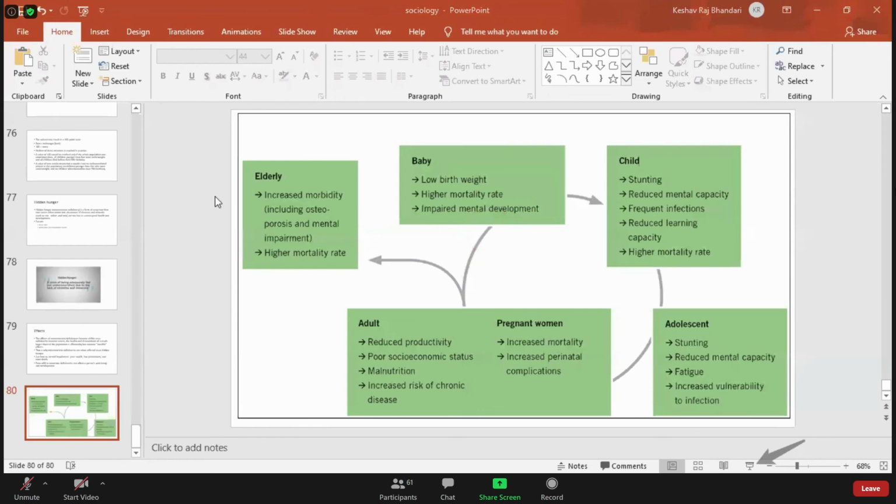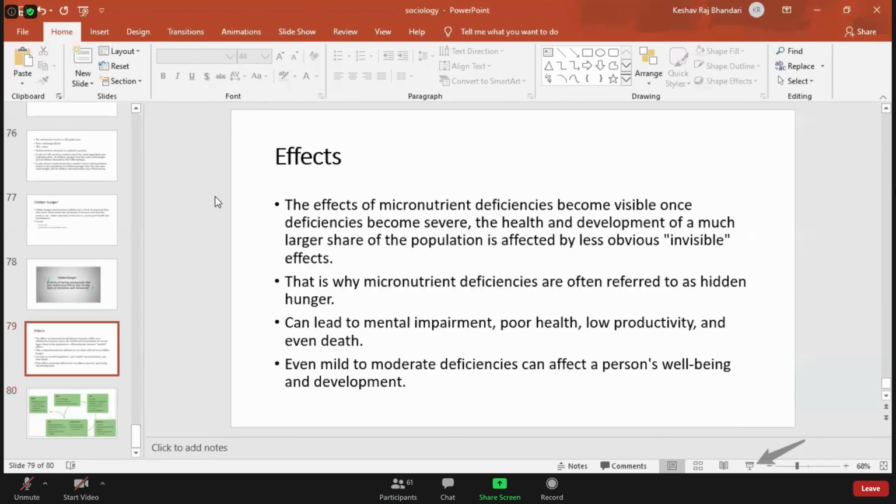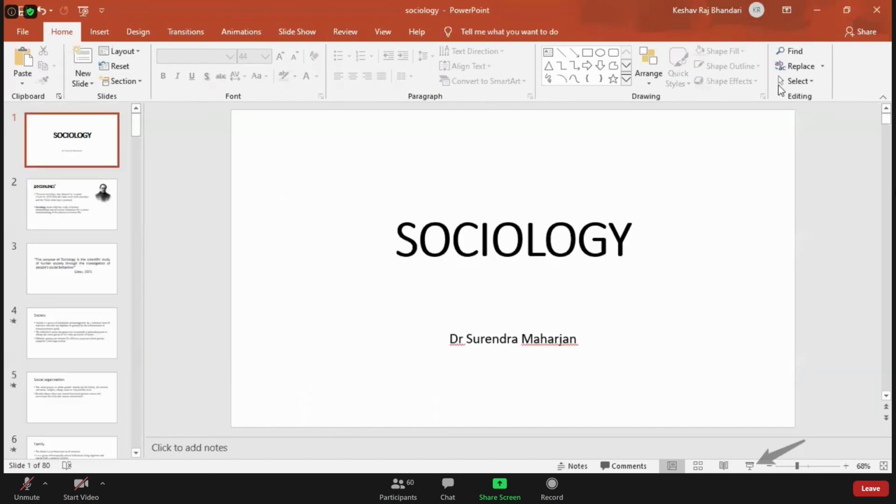So this is all for this topic. Any questions on this topic? Okay, this is all for this topic. I will give the slides if you want. I'll give it to Dai and he will probably send it to you.